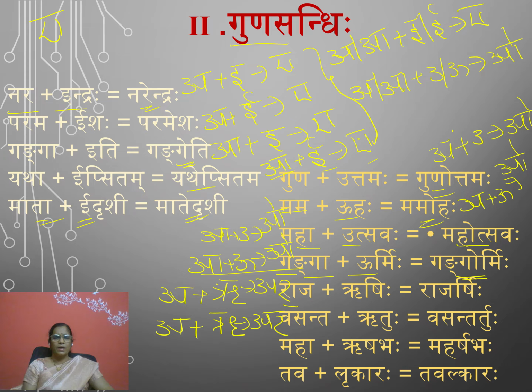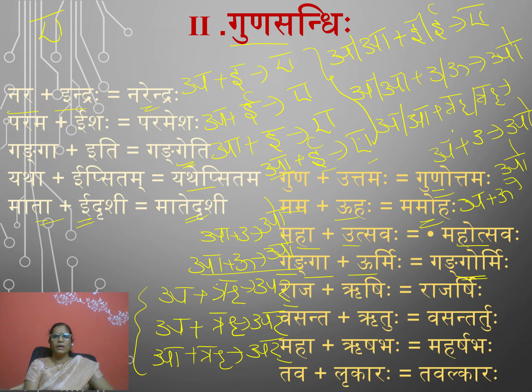Maha plus Rishabhaha, A plus R. Maha plus R, Maharshabhaha, here also we got R. By observing these three, we understood that A or A plus R or R, we are getting R. Understood? The last example, Tava plus Lrikaraha, A plus Lr. Then we will get Al, Tavalkaraha.